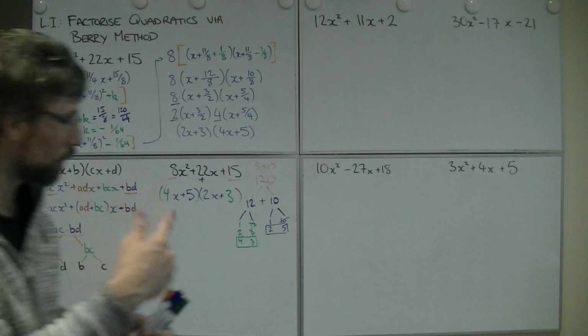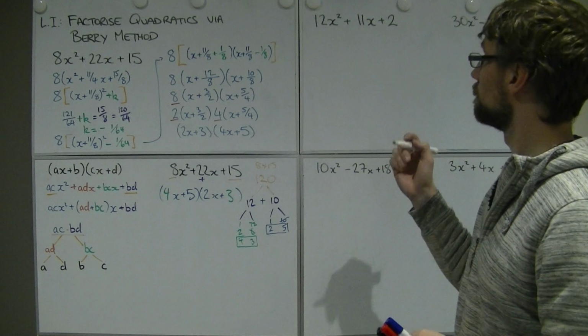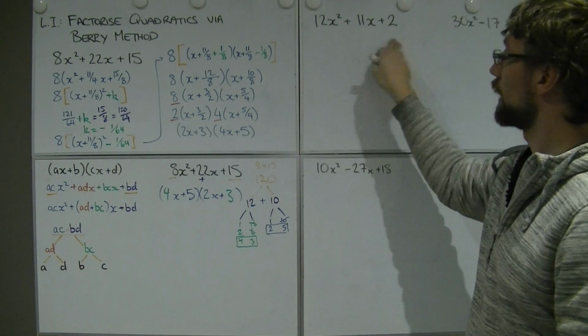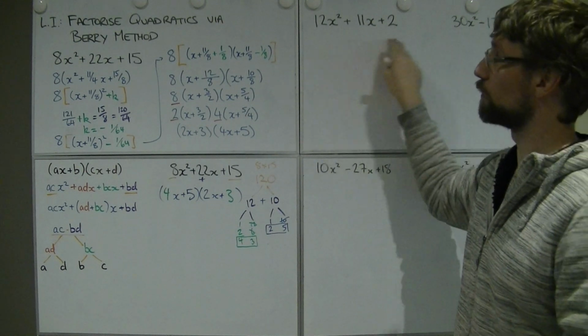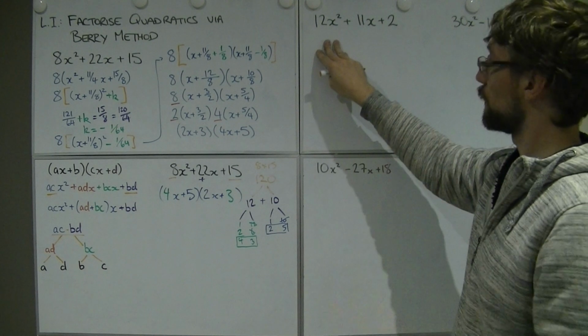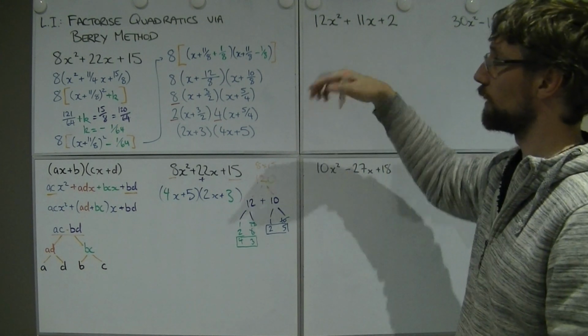So let's go another one so that we've got our wits about us. First thing, assuming we've ruled out everything else, so we can't factor anything out, we can't do recognition, we can't do difference of two squares, we can't do grouping. Trying to do completing the square would have to divide everything by 12, and that's not going to look particularly nice, so we'll try Berry first.